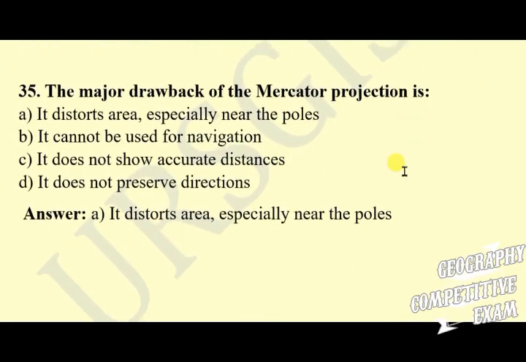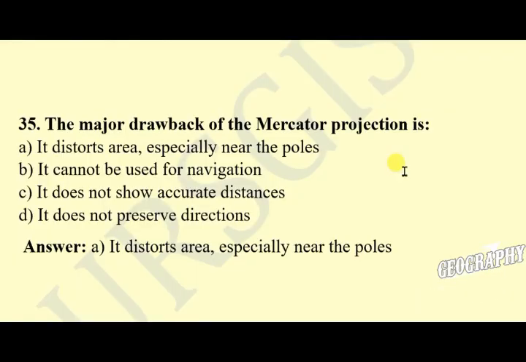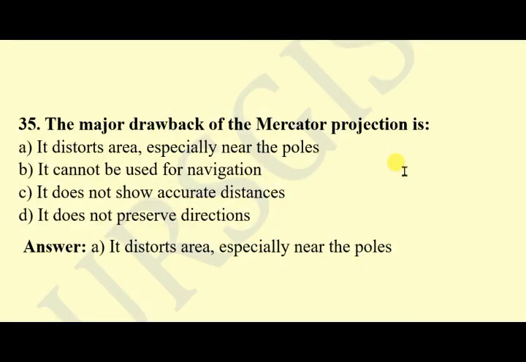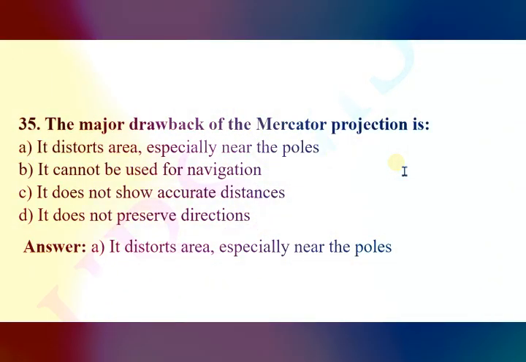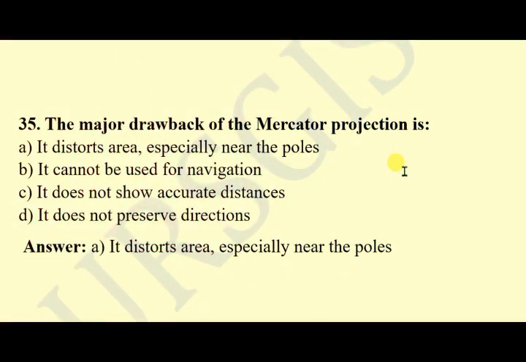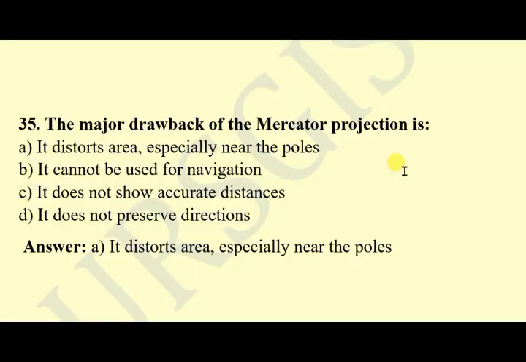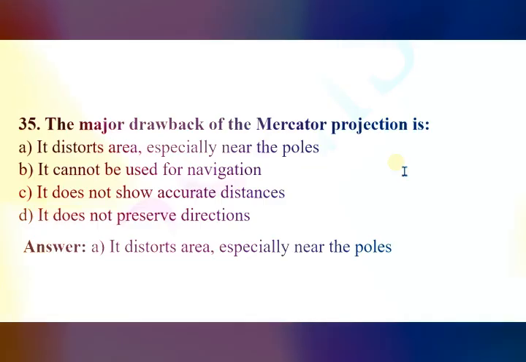Question 35. The major drawback of the Mercator projection is it distorts area, especially near the poles. It cannot be used for navigation. It does not show accurate distances. It does not preserve direction. Here the right answer will be it distorts area, especially near the poles.